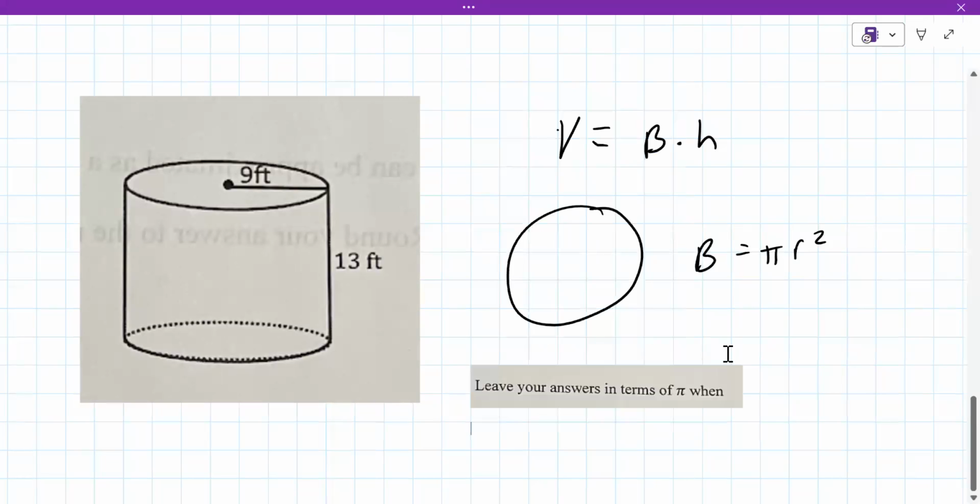When we calculate the area of the base, it's okay to have a pi in it. It's pi times 9 squared. Your answer is going to have a pi in it. That's okay. So what is 9 squared? Start with that.